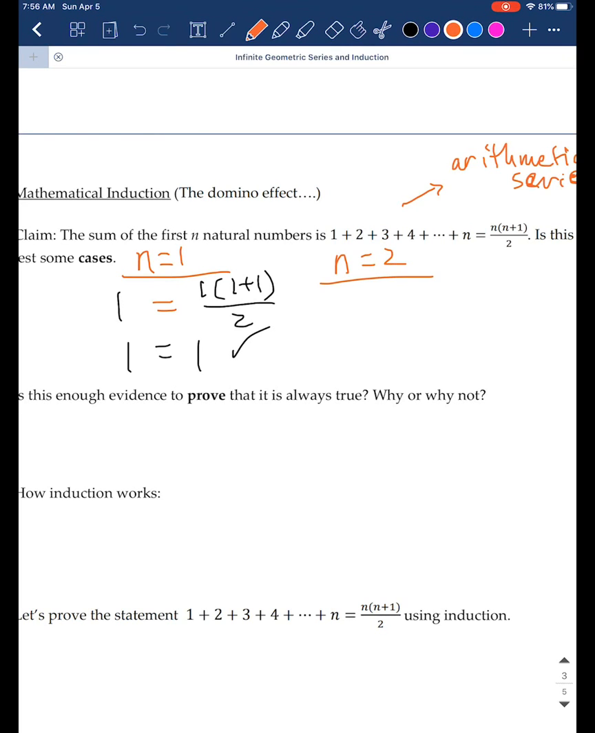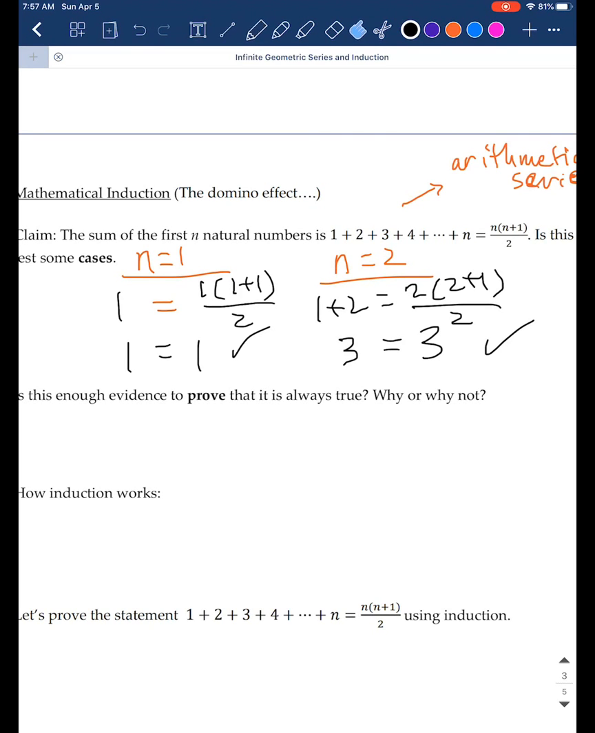Let's try it for n equals 2. So that would be 1 plus 2 is equal to 2 times 2 plus 1 over 2. Let's see if that's also true. We get 3 on the left. On the right, we get 2 times 3, which is 6, divided by 2 is 3. Okay. So we can see for these first two cases, these two expressions are equal to each other.